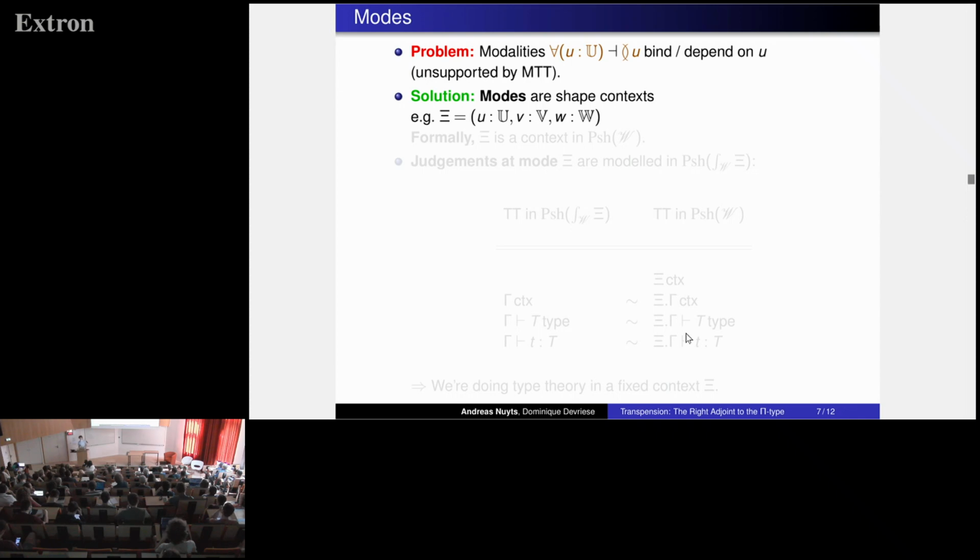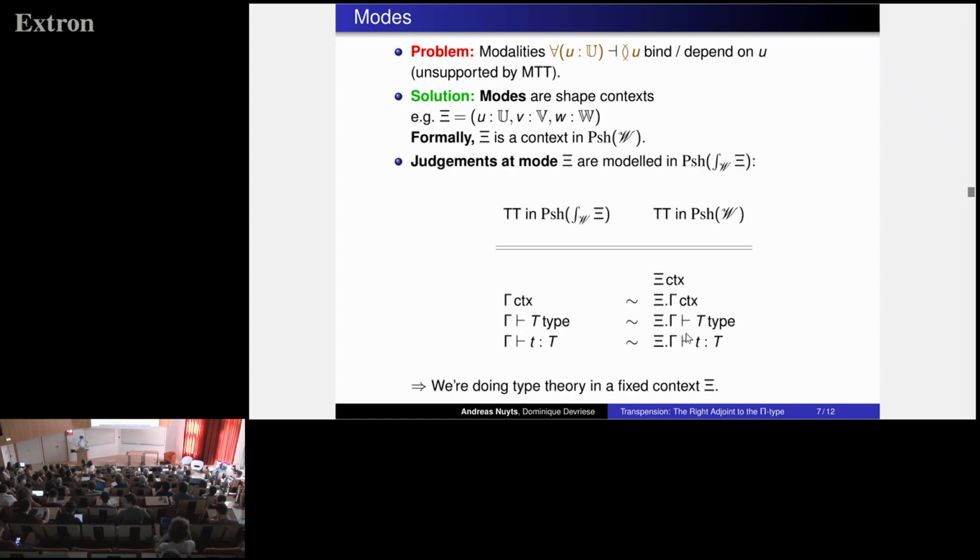So the mode will serve as the shape context. For example, this xi is a mode, it lists all my shape variables. Formally, xi will be a context modeled in this presheaf category W. I've said that modes will be modeled as presheaf categories, and so this mode xi, I'm going to model it, and you don't need to understand the category theory, in the presheaves over the category of elements of xi. What counts is what it means, and so I can do type theory in this presheaf category, and basically the judgments in this model are equivalent to judgments in type theory over just W, except that I have to prefix all these judgments with the shape context xi. So basically what I'm doing here is arranging things so that doing type theory at mode xi means doing type theory in context xi, which is exactly what I want.